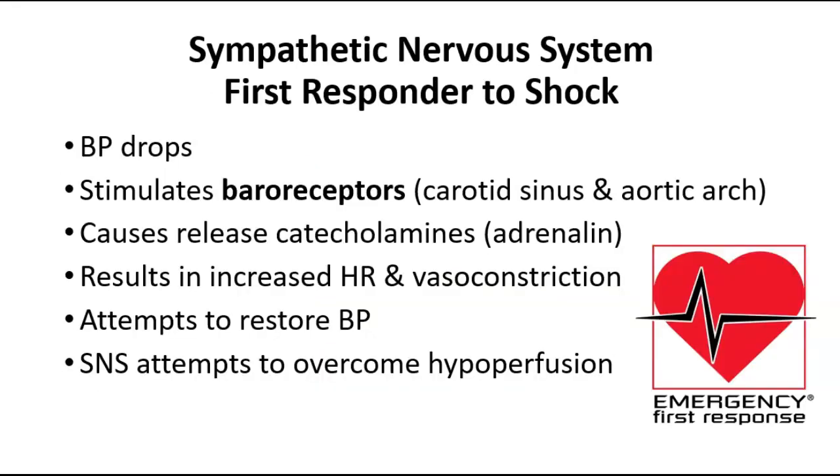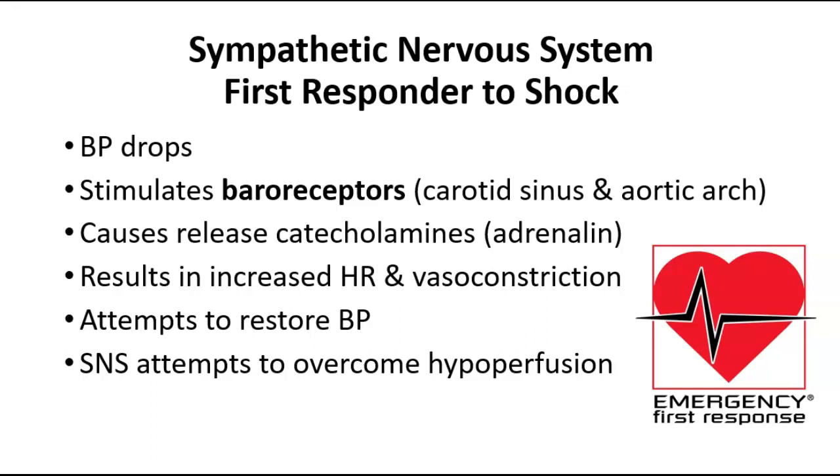The sympathetic nervous system is often called the first responder to shock. So what happens is we have a drop in blood pressure. Now, this drop in blood pressure in the initial stages of shock is actually pretty much imperceptible to us as nurses, right? It's dropping. We have baroreceptors in the carotid sinus and the aortic arch. They are very sensitive to these pressure drops. And what they do is they then stimulate the sympathetic nervous system. So they are looking for decreased pressure or decreased volume. It activates the sympathetic nervous system.